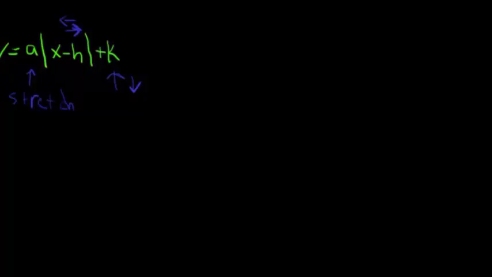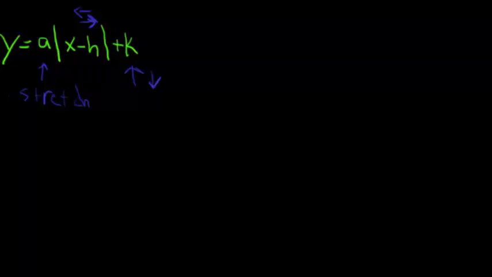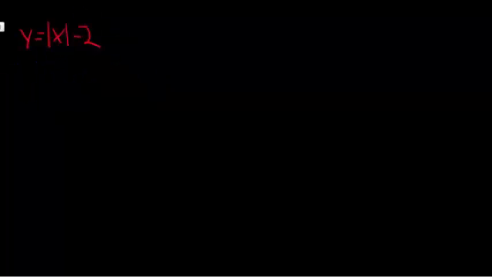So let's just take a look at a few problems and see how we do here. All right, so let's take a look at our first example here. So we've got the absolute value of x, all minus 2. So thinking back to our general form here, hopefully you're thinking, well, this looks like the parent graph, but it is moved down 2 units.